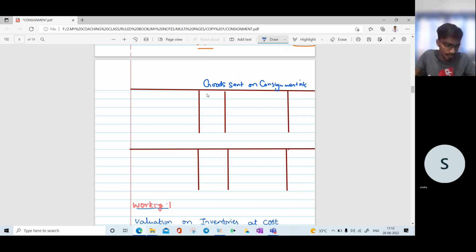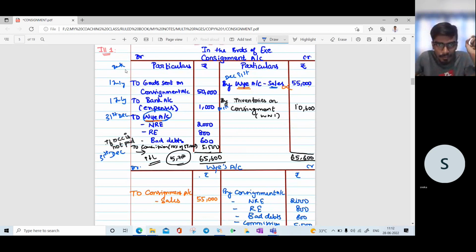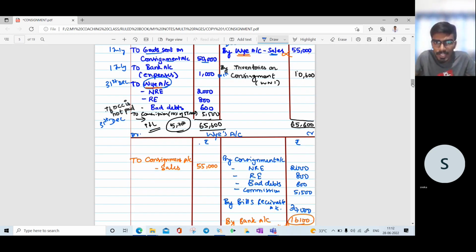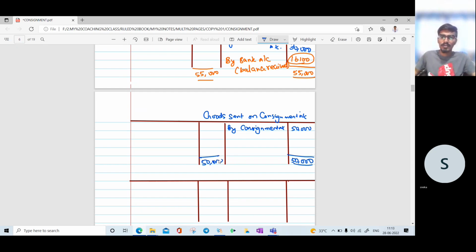You can put the formalities: particulars, rupees. First, if you do the consignment account thoroughly, every other account is very easy. Here we have written goods sent on consignment account 50,000 in the debit. We are following the double entry system. So in the goods sent on consignment account, we should write by consignment account 50,000. Now we need to balance it. We have a balancing figure of 50,000.